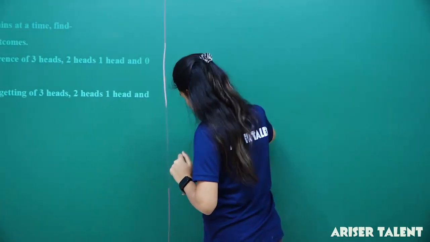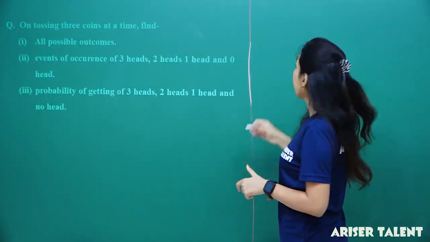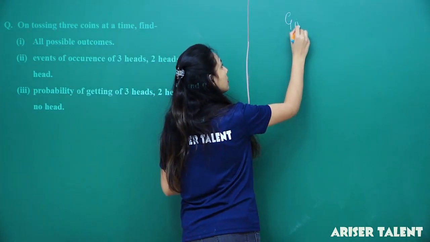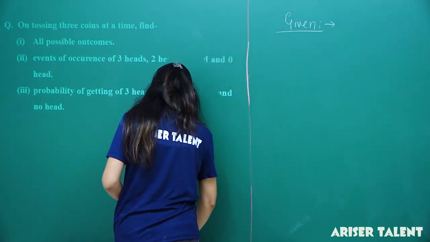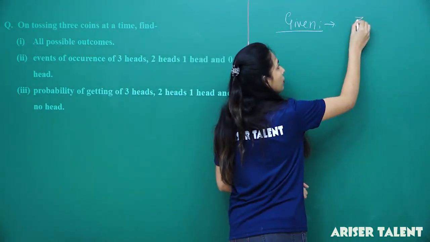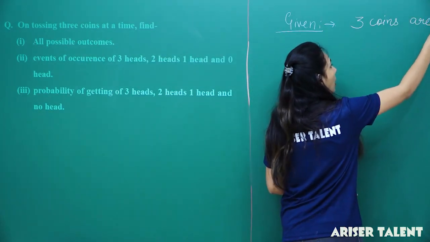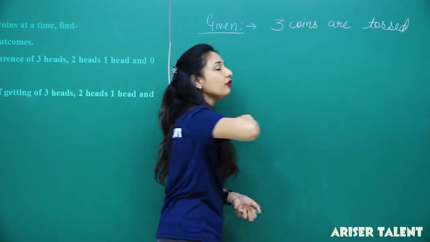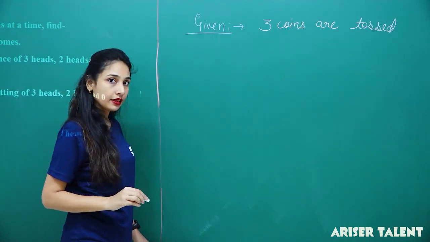So, now with the question, you are given 3 coins. Okay, so I can just write here, given, what is given to you: 3 coins are tossed. Now, if 3 coins are tossed, the number of total outcomes we have discovered is 8.